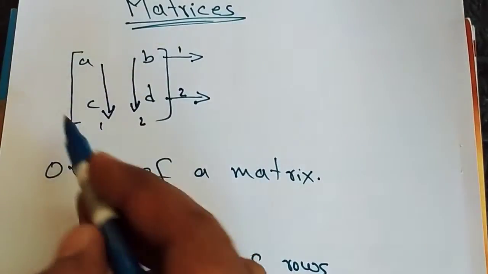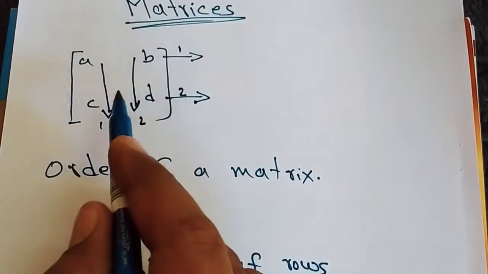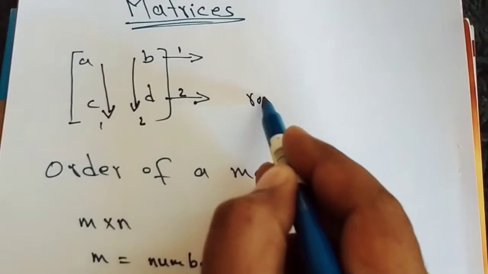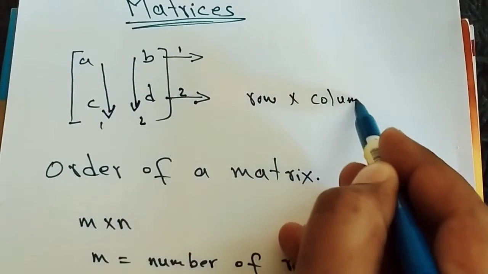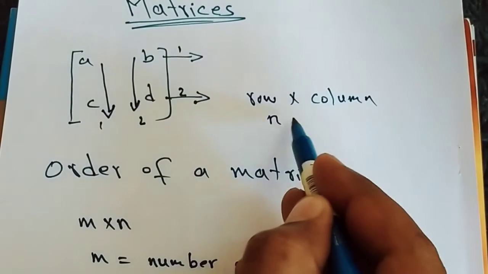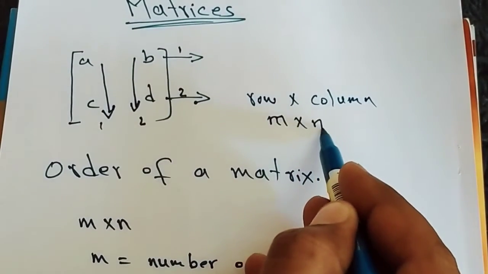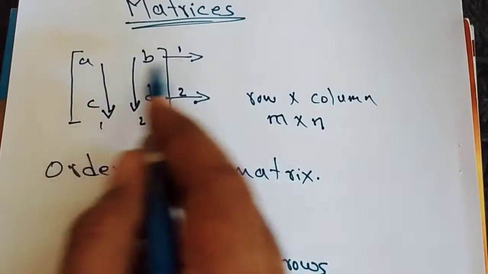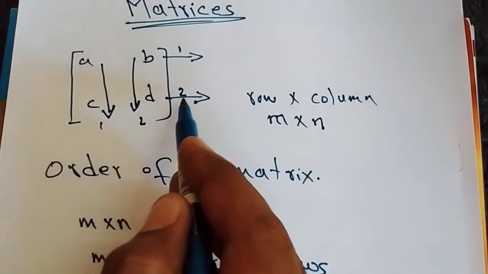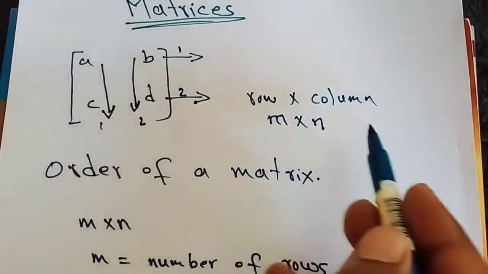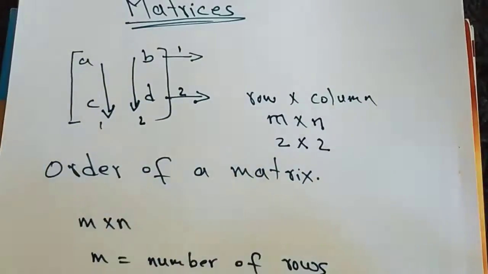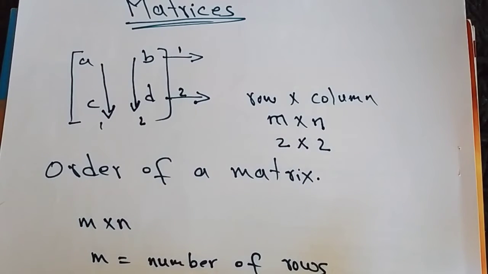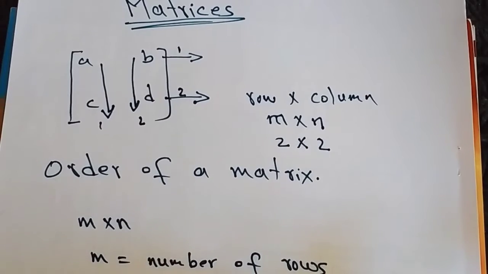So what is the order of the matrix? Row multiply column. What does m multiply n mean? What is m? Number of rows. How many rows are here? 1 and another 2. So 2 by 2. The order of the given matrix is 2 by 2 or 2 multiply 2. This is the order of a matrix.